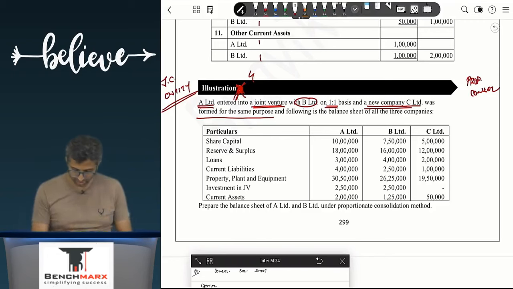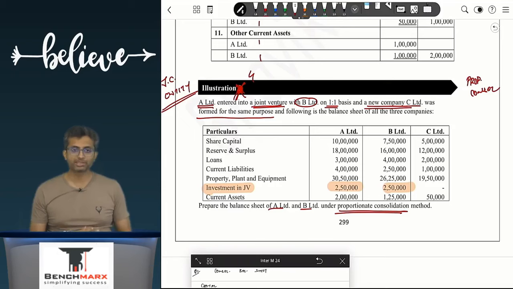So you have been given the share capital, reserves, loans, current liabilities, PP, investment in joint venture, an important line item, current assets. Prepare the balance sheet of A and B under the proportionate consolidation method. Now you have to prepare the balance sheet of A and B. How will you prepare it? Well, you will proportionally consolidate, but you have been told that your ratio is 1:1.